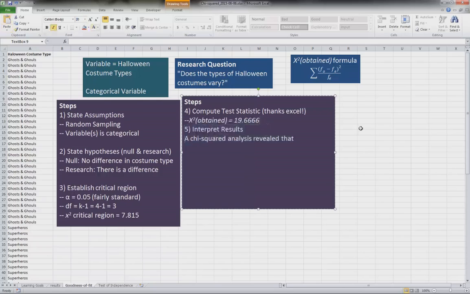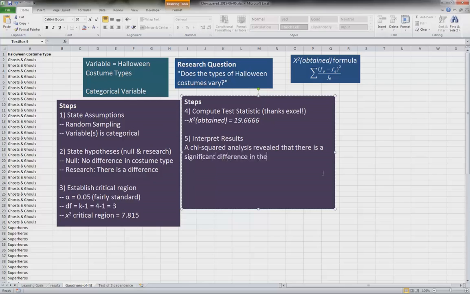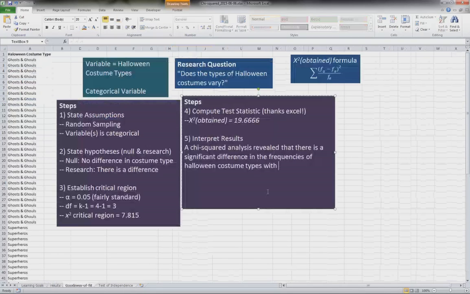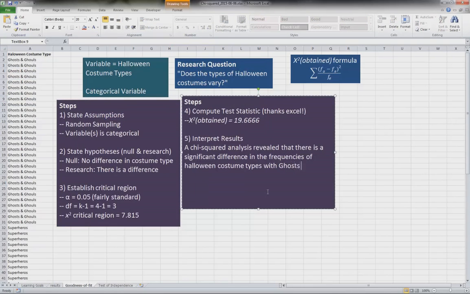So we can say our chi-squared analysis revealed that there is a difference in the frequencies of Halloween costume types, and we can actually go look at the data, so we can look at our results, with ghosts and ghouls being the most frequent. Ghosts and ghouls.